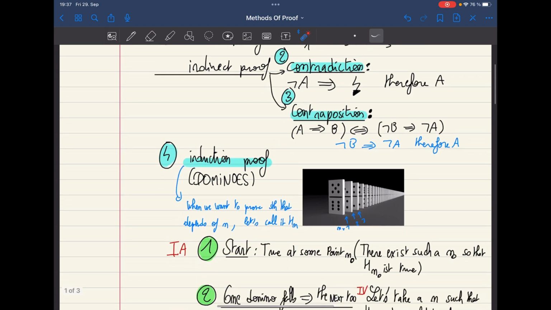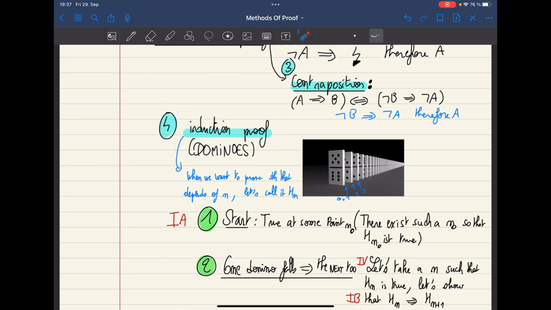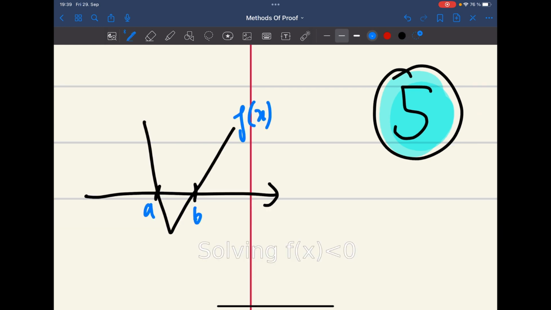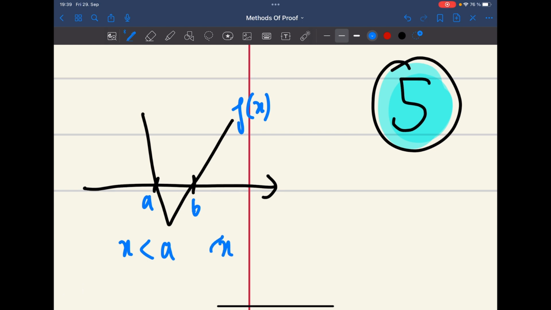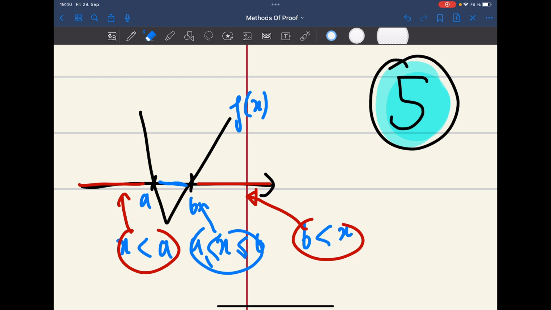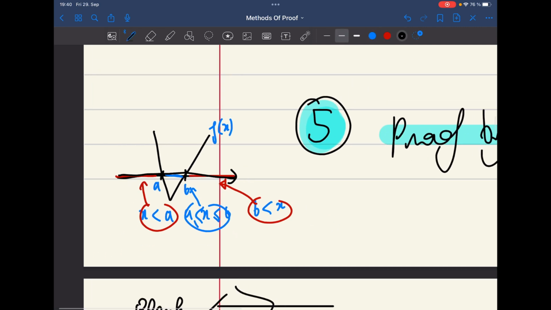Now we have the induction proof, which I'm going to explain in 1 minute. Lastly, we have the proof by exhaustion, where you just look at all the possible cases. Let's look at this function. There will be 3 cases: the case x below A, the case x between A and B, and the case x greater than B. Since you have then covered this whole line, this part, this part, and this part, you have covered all possible values for x.